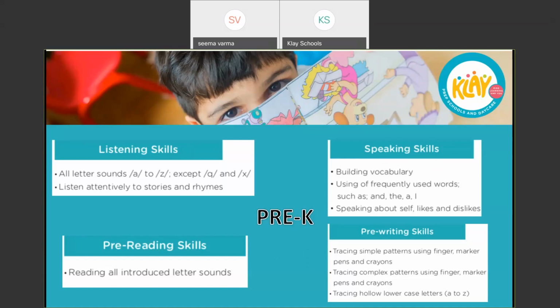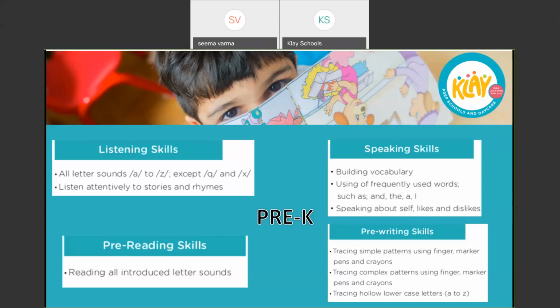And all the letter sounds are introduced except for Q and U. Any idea why? Because these letters are very less frequently used. That is why Q and U are not. So this is something that, and all the letter sounds.